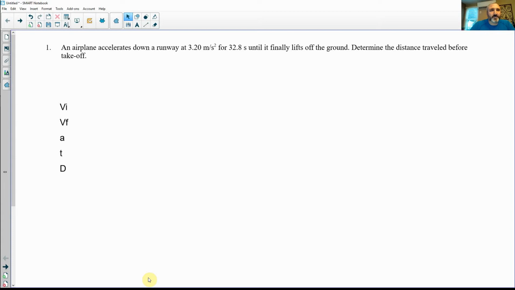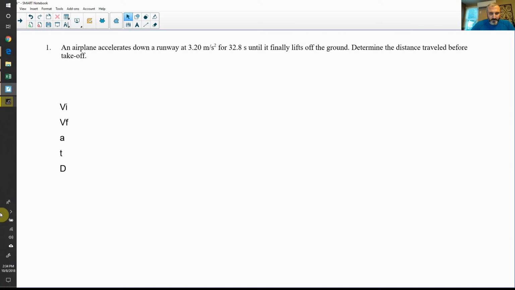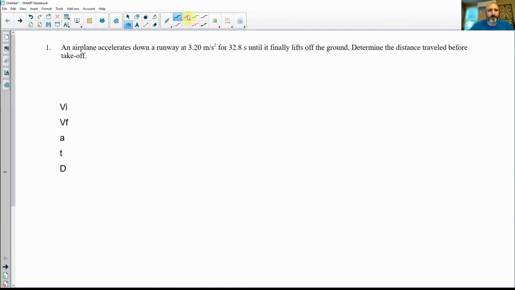An airplane accelerates down a runway at 3.2 meters per second squared for 32.8 seconds till it finally lifts off the ground. Determine the distance traveled before the takeoff. So what we start you out with is an acceleration of 3.2 meters per second squared. Last time I checked, you get on an airplane and it's not moving, so the initial velocity is going to be 0. And it's going to go for 32.8 seconds. That's your time.